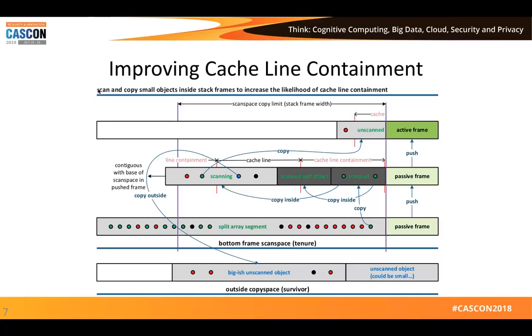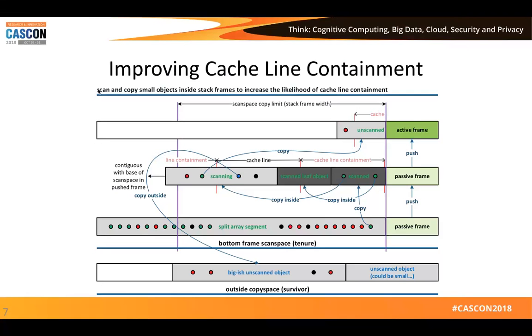We're scanning tenure space. Also, it's a large object. I'm constraining the size of objects that you can copy inside the stack to less than 256 bytes. Anything bigger than 256 bytes is copied into an outside copy space. And that's the situation here. It needs to be copied into the survivor outside copy space.